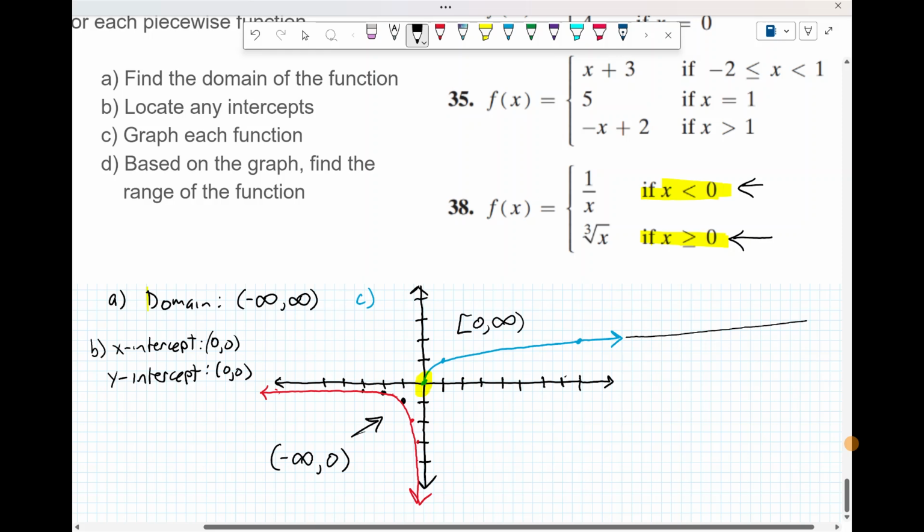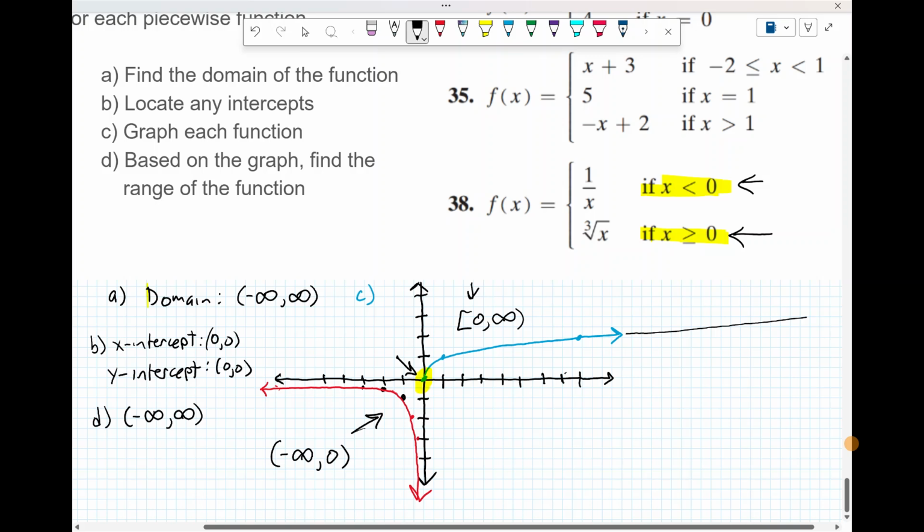So notice we have everything from negative infinity to 0, not including 0, but then we include 0 and go all the way to positive infinity. So our range ends up being all the numbers in between negative infinity and infinity, including 0, because we have 0 as an output right there. All right, and so that is the range of this function, and we are done with piecewise functions.